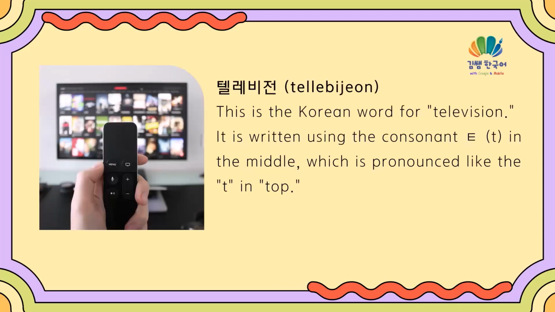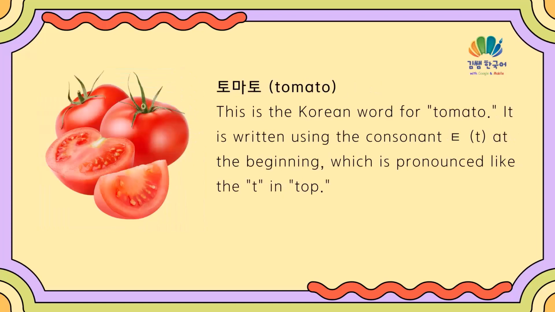In top, 텔레비전, this is the Korean word for television. It is written using the consonant T, T, at the beginning, which is pronounced like the T. In top, 토마토, this is the Korean word for tomato. It is written using the consonant T, T, at the beginning, which is pronounced like the T.